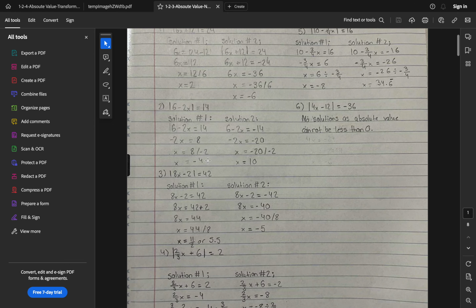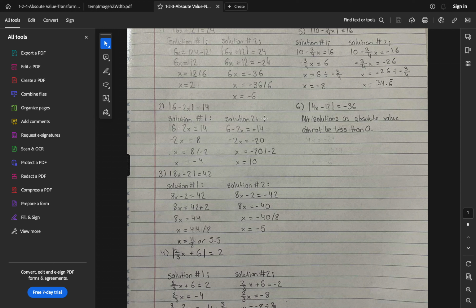Moving on to number 2. In the absolute value brackets, 6 minus 2x, and then out of the brackets, is equivalent to 14. So once again, we're going to make two solutions, one that is equivalent to negative 14, and one that's equivalent to 14. First, we do the one that's equivalent to 14, which is 6 minus 2x is equivalent to 14. First things first, we rearrange. So it becomes negative 2x is equivalent to 8, which becomes x is equivalent to 8 divided by negative 2, which means x is equivalent to negative 4.